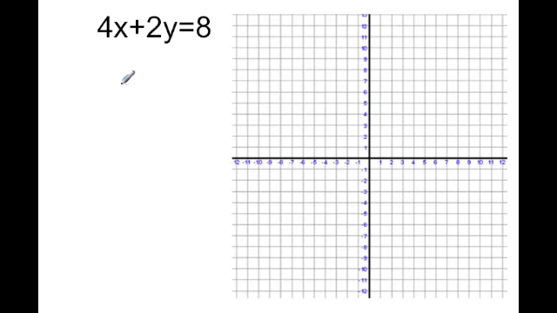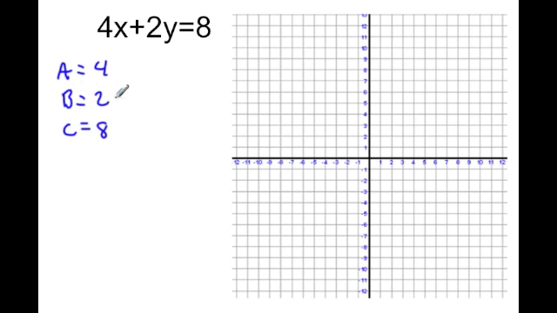Right, as an example, I've got 4x plus 2y equals 8. So what I want to do, I could graph this using the y-intercept and the x-intercept, but what I'm going to do is convert this to slope-intercept form using the same method that I just showed you. So first thing I have to do is identify what does a equal, what does b equal, and what does c equal. So ax plus by equals c. So my a equals 4, my b equals 2, and my c equals 8.